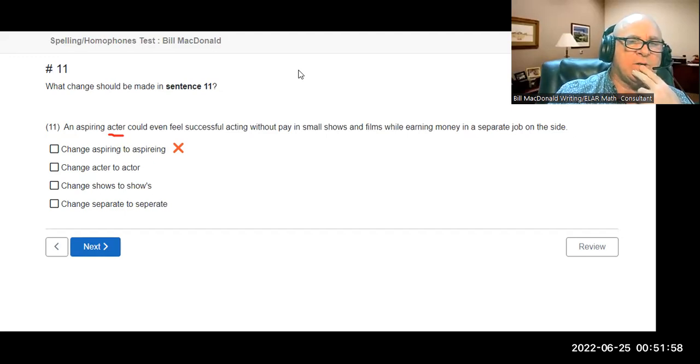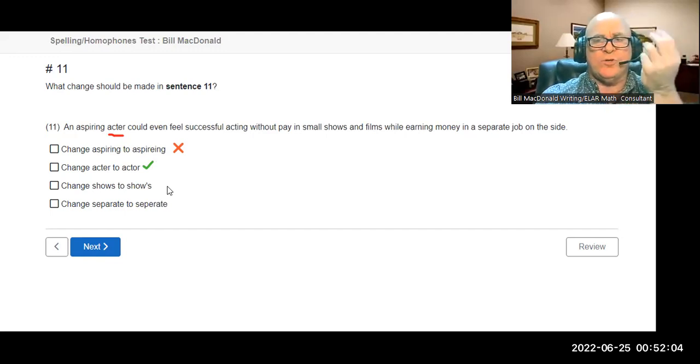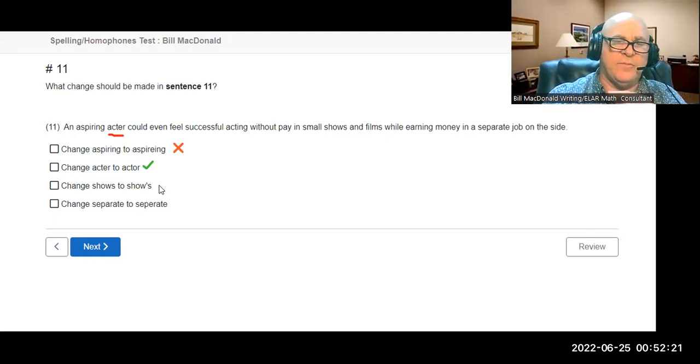Actor to actor. I think that's the one. Change shows, plural, to show apostrophe s. That means I have to own the next word like I should. Since I cannot own the word "and," I'm going to eliminate singular possessive. Separate, separate. There's adults that will often put that one, but my brain has seen the correct version of separate so many times, I know that's my answer.